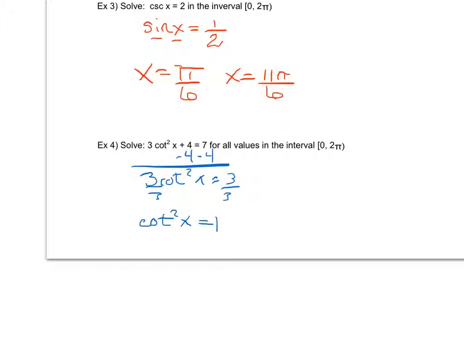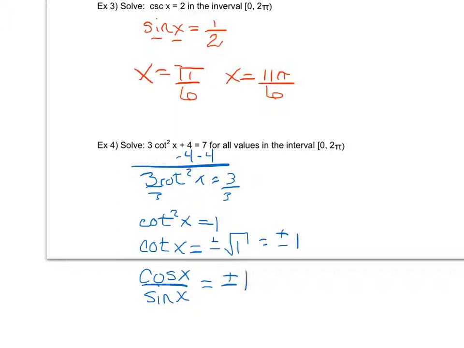equals 1. So now I'm going to go ahead and take the square root, and when I do, I'm left with cotangent of x equals plus or minus, I can't forget that, the square root of 1, which is just plus or minus 1. So I'm going to ask myself, when does cosine of x divided by sine of x equal either positive or negative 1? Well, that means cosine and sine either have to be the same value or opposite values. And I notice that happens a total of 4 times within this interval. It happens at pi over 4, 3 pi over 4, 5 pi over 4, and 7 pi over 4.